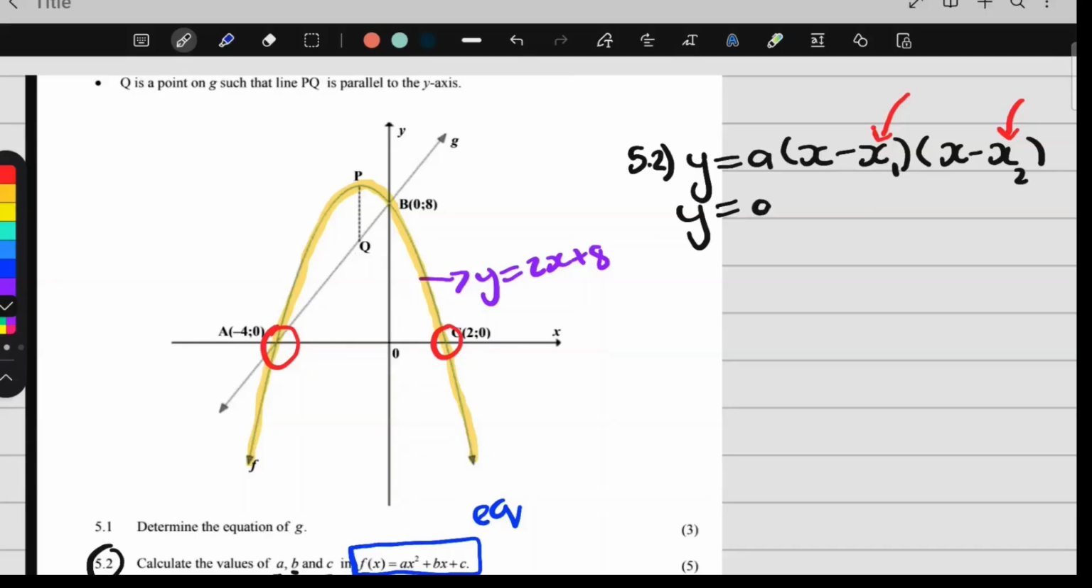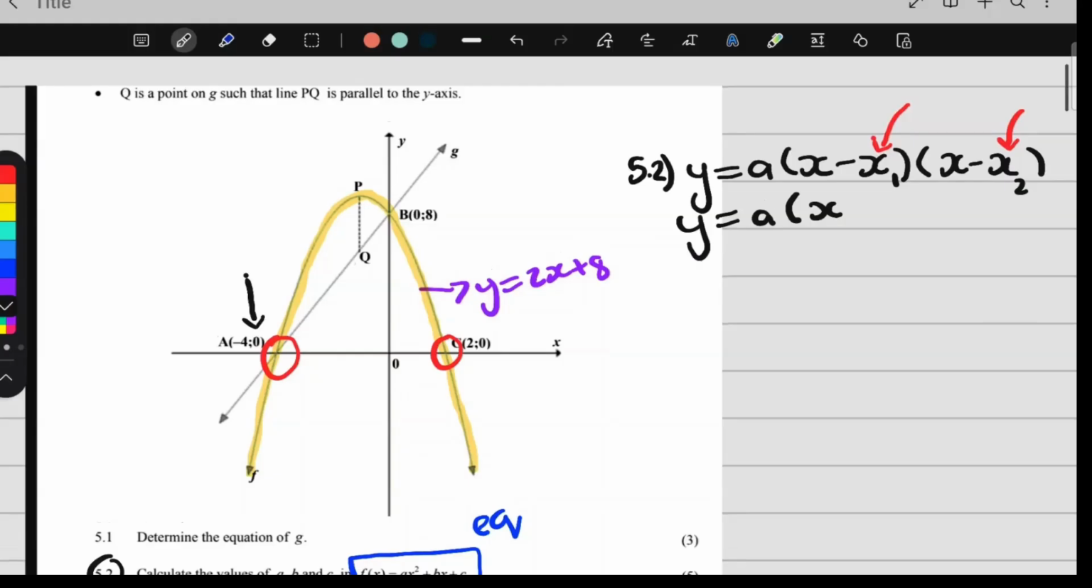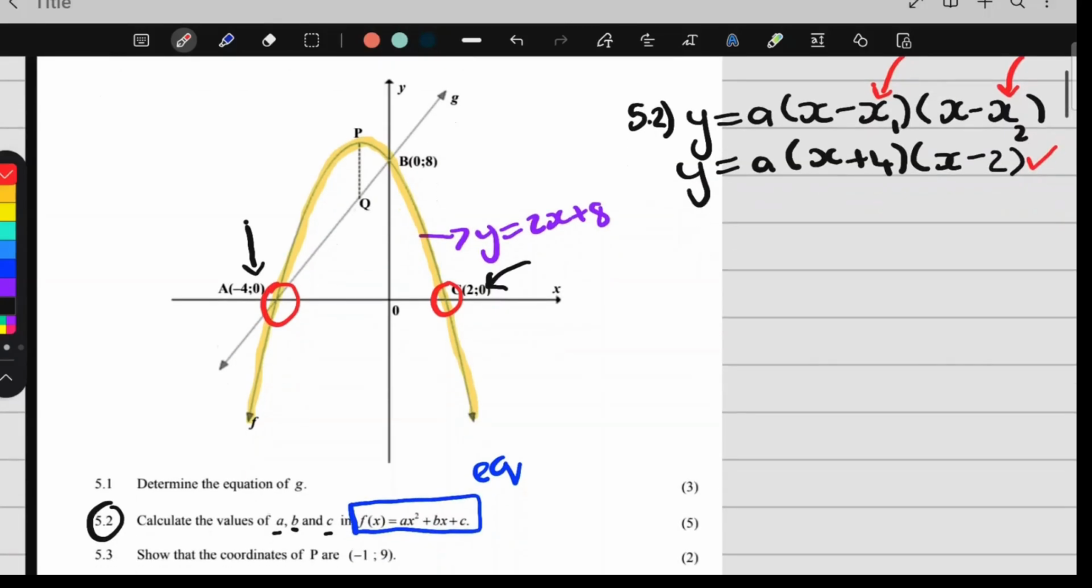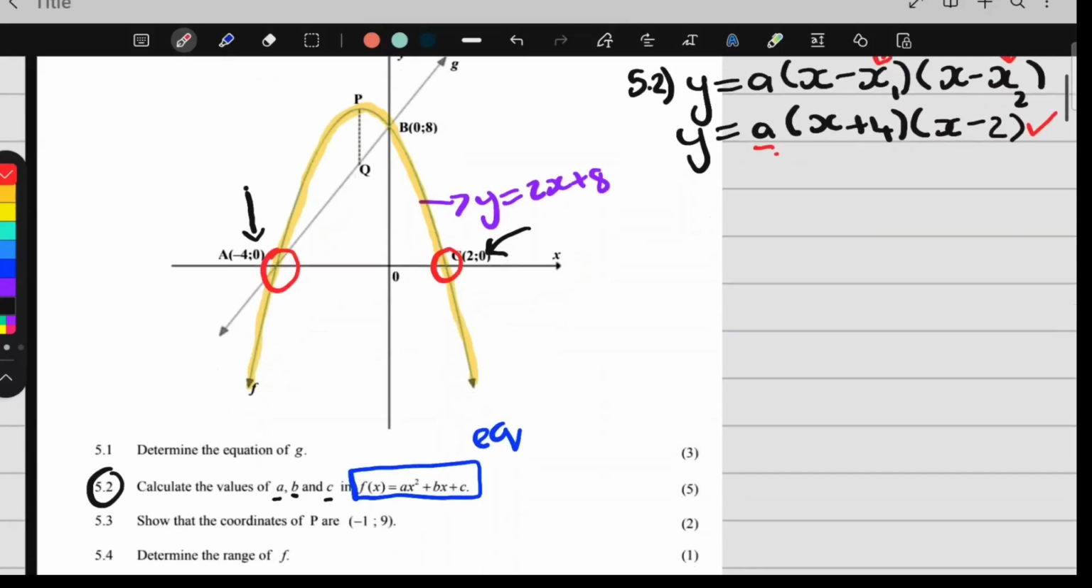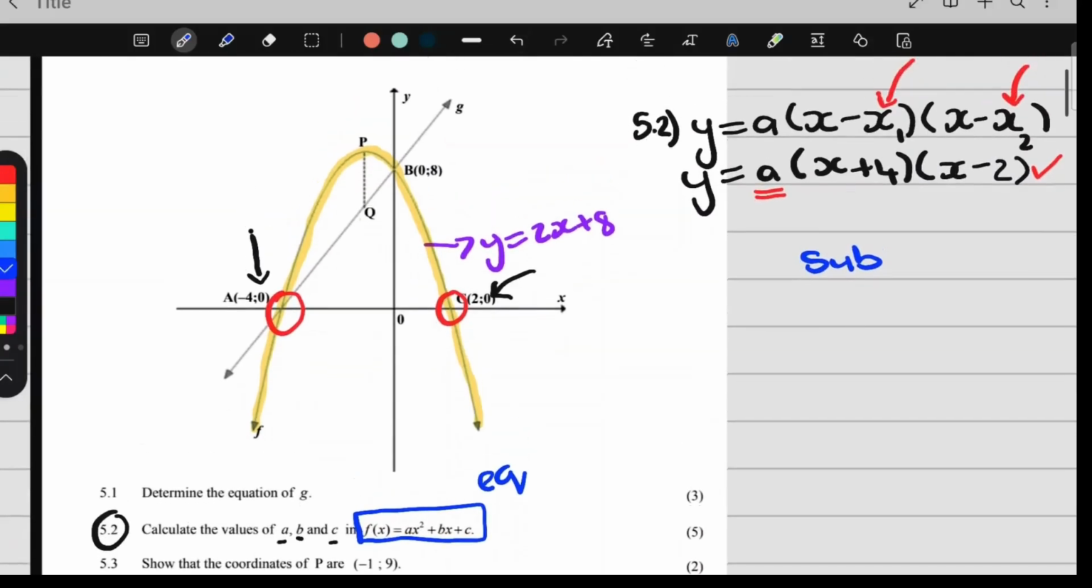y is equal to a. Then I have x. This is a minus 4. So it becomes a plus 4. And this is a positive 2. So it becomes a negative 2. Subbing in those 2 points, that's your first mark. Then, to solve for a, we want this a over here. We're going to sub in a point on our parabola.